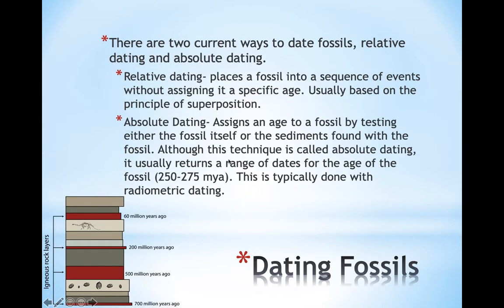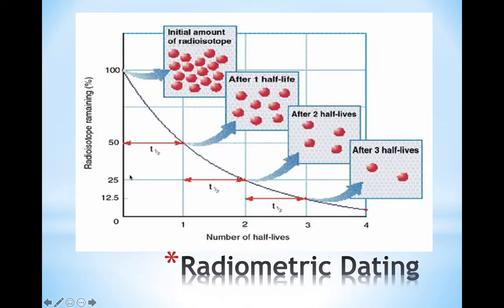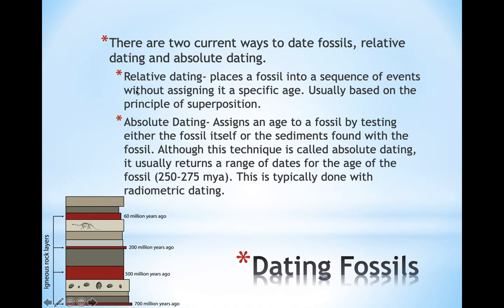So how do we know how old fossils are? Well, there's two ways to tell how old a fossil is. And one of them is a little more useful than the other, but they're both useful to certain degrees. So relative dating and absolute dating. So relative dating is using the concept of superposition. How do we know how old the fossil is? Well, how old is that layer of rock? Well, you go back and see how old the layer of rock is, and you see what type of fossils are in there, and that's how you know how old the fossil is.